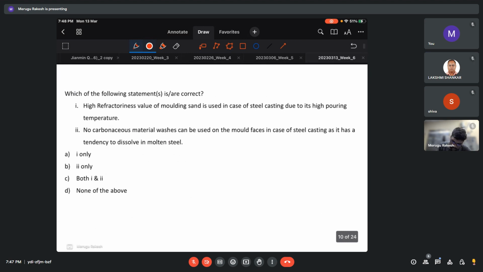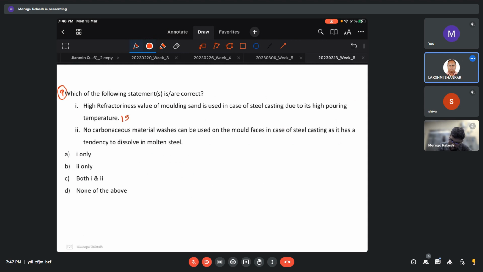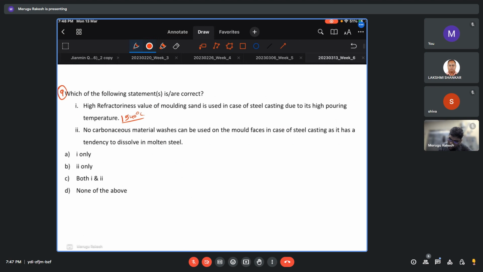Okay. So both are correct. Option C. Correct, both are correct. High refractory values of molding sand are used in the case of steel due to the high pouring temperature. And no carbonaceous material should be used in the mold in case of casting, as it has a tendency to dissolve in the molten metal, which is not good.